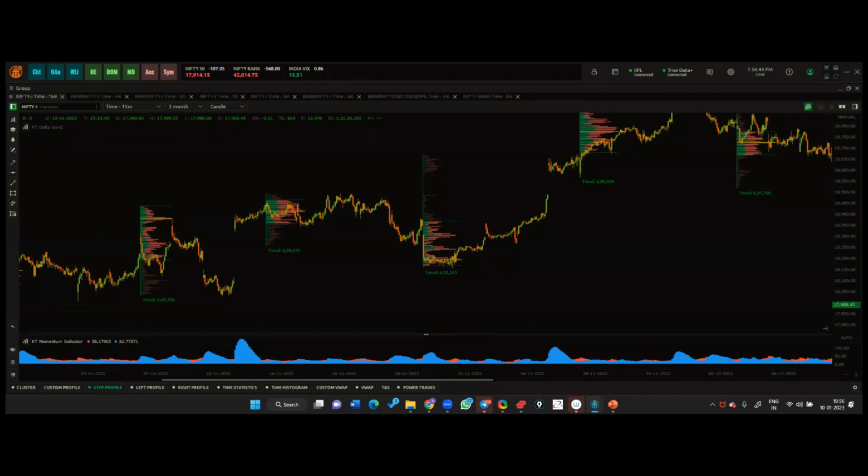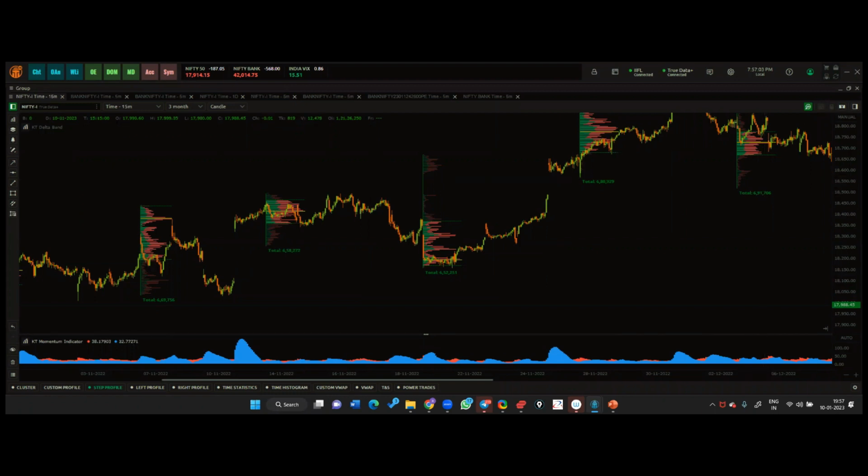And again, there is no right answer whether volume profile is better or market profile is better. It comes down to a trader's preference. I personally am more inclined towards volume profile. Everything that I need is given to me by volume profile, so I don't look at market profile.